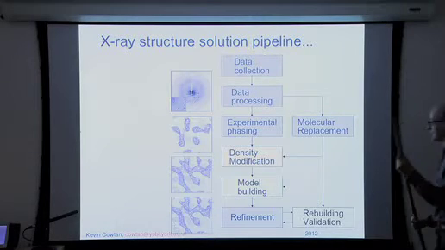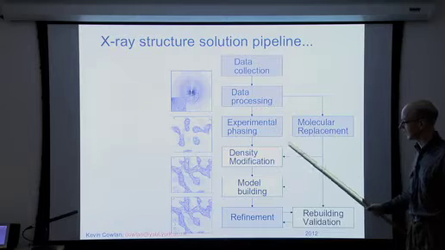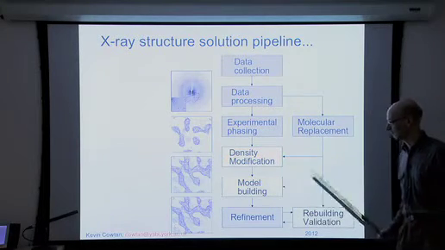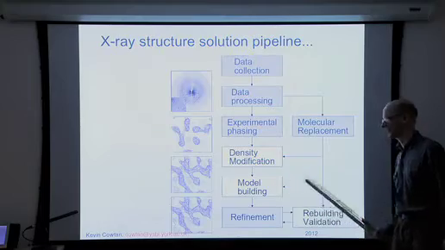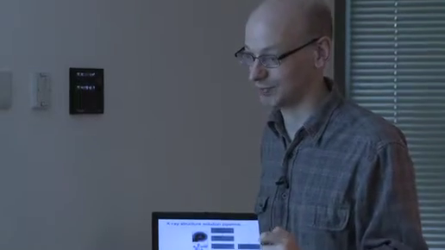So the steps I'm going to focus on are density modification, how we go from our initial poor map to a better map, and the automated part of model building. So if you've got a map like this, how do you automatically build an initial model into it? And then Paul will talk about how you go from a crude initial model to a much more complete and much more correct model.